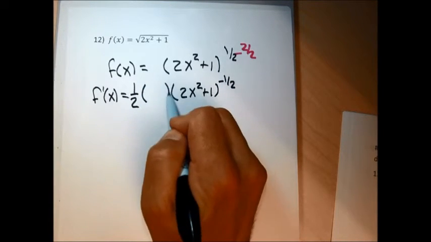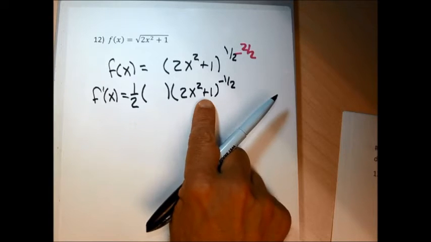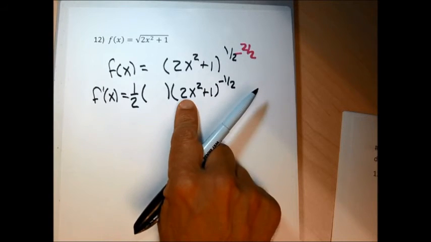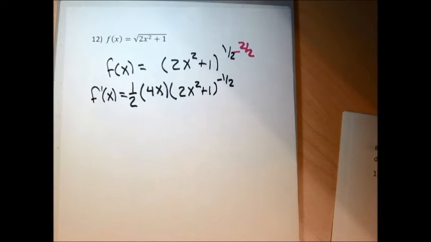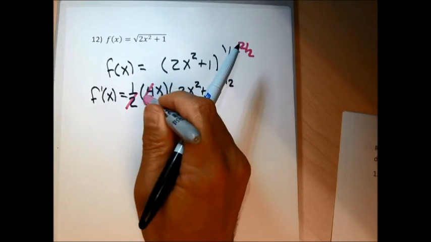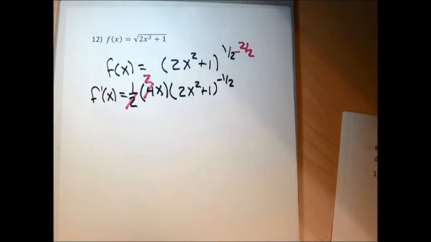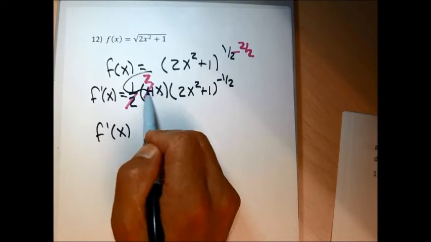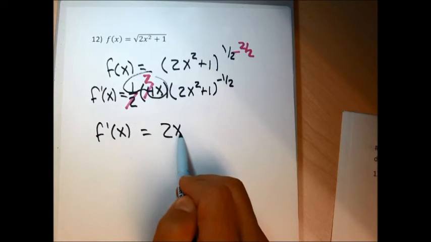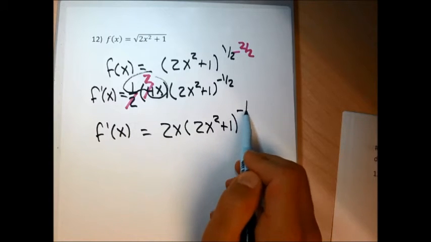And then next, in between the 1/2 and the 2x squared plus 1 to the 1/2 power, I take the derivative of this parentheses. The derivative of 1 is 0. The derivative of 2x squared is 4x. Almost ready to get done here. This 1/2 and that 4 from the 4x are going to cancel. The 1/2 is going to turn to a 1. The 4 is going to turn to a 2. That's going to give me f prime of x equals 1 times 2x, which is 2x, times 2x squared plus 1 to the negative 1/2 power.